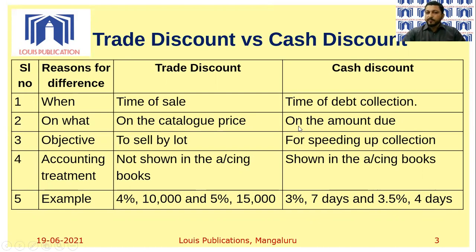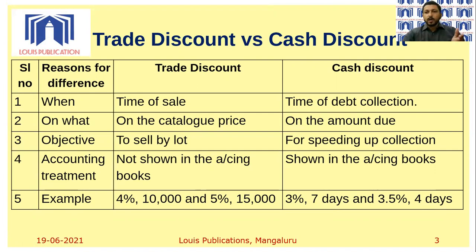So the objective of cash discount is speeding up collection, so that the customer makes the payment early or the business collects the money from the customer at the earliest. Accounting treatment, we are already aware. Trade discount will not be shown in the accounting books at all. It will be excluded when you record the amount in the books of the business. But when it comes to cash discount, yes, what we record is discount allowed and discount received, as we have seen in the previous part as well.